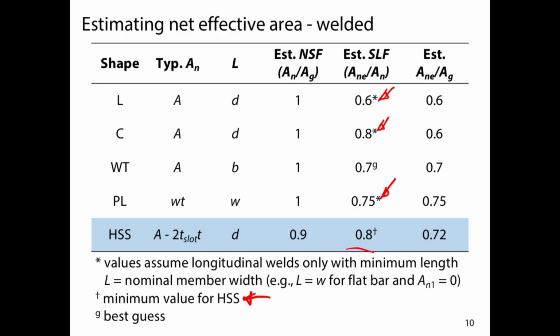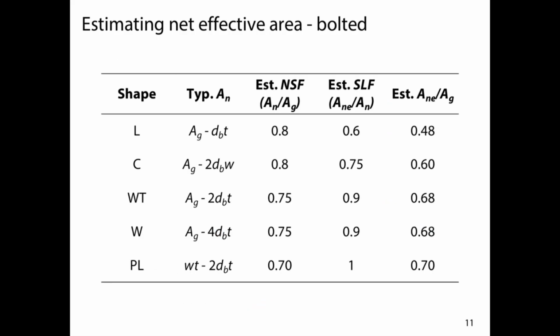Any ideas? Why would I use the bolted one? Yeah, basically, right? If you look at the ratios here, remember, A&E is a direct indicator of the net section strength. The smaller A&E is to AG, the smaller the net section fracture resistance is going to be.